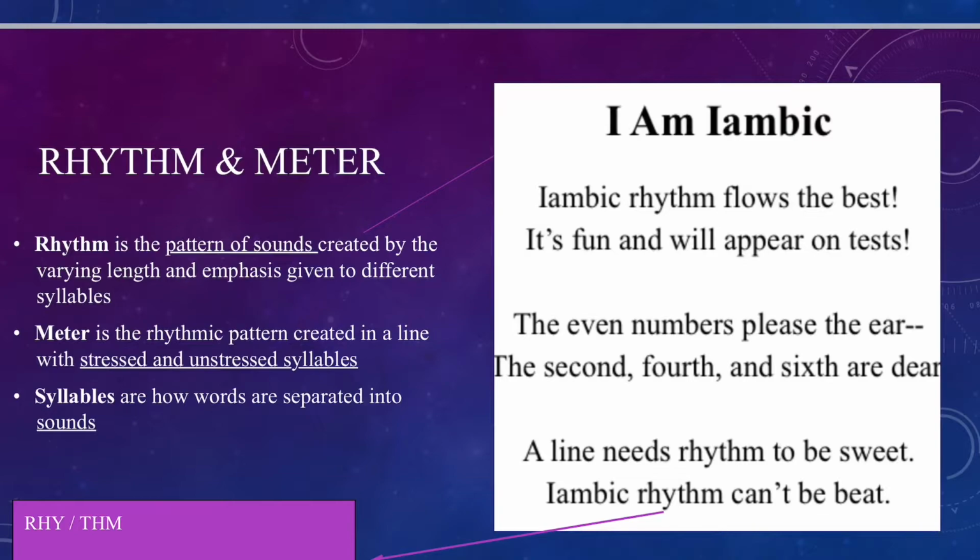Over here, I have an example of some rhythm in a poem called I Am Iambic. Listen to the pattern of sounds that's created with the length of the lines. Iambic rhythm flows the best. It's fun and will appear on tests. The even numbers please the ear. The 2nd, 4th, and 6th are dear. A line needs rhythm to be sweet. Iambic rhythm can't be beat.